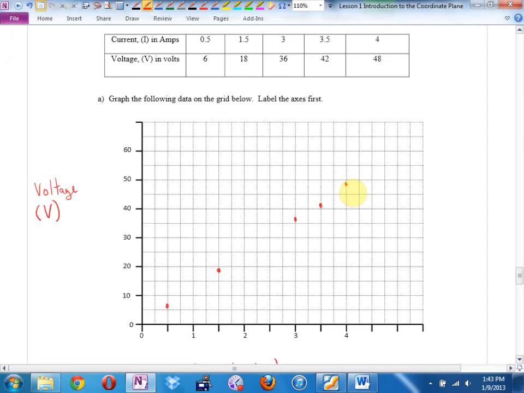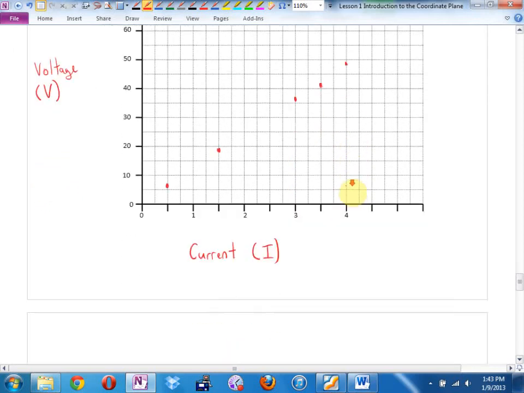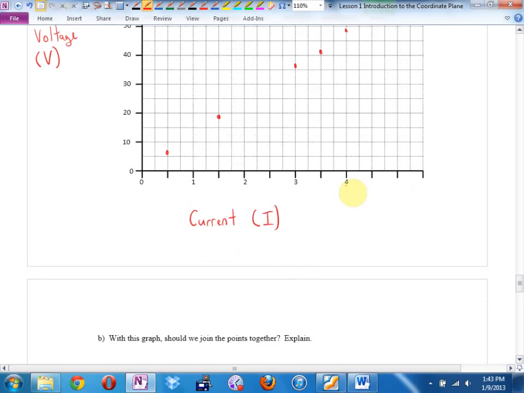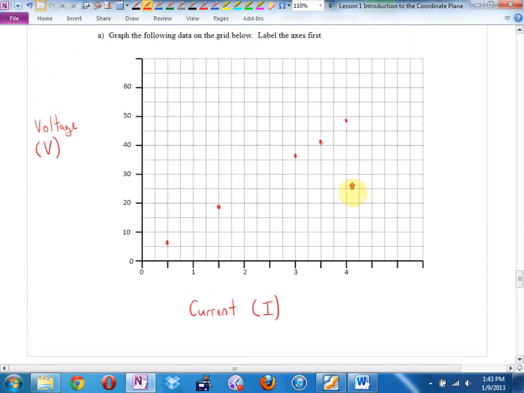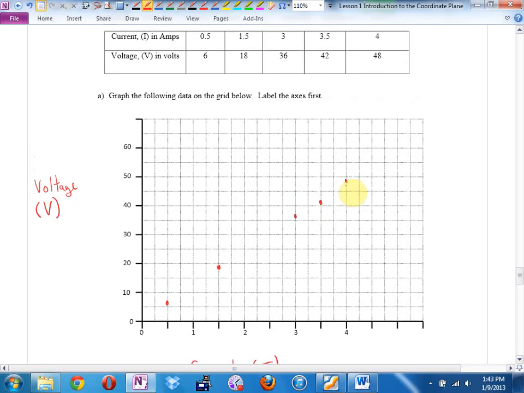Okay, we've graphed it. Should we connect them? I don't know. We'll have to think about it for a second. Should we join these points together? Well, can you have a current with decimals? I even notice in the data, I can't have a current of 3.4 amps if I don't have the equipment, but I can have a current of 3.41 amps if I have the equipment.